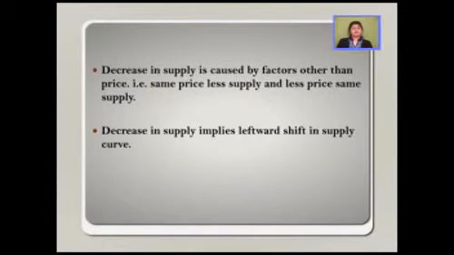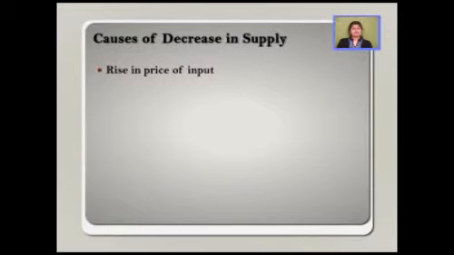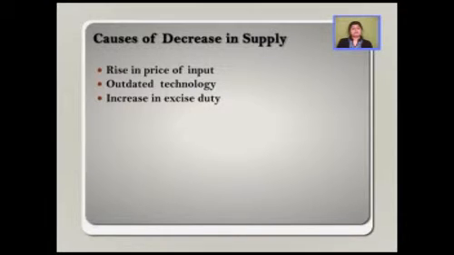And what could be the possible causes of this decrease in supply? Either the price of the inputs has increased, or the technology has become outdated, or the taxation by the government, for example, excise duty has increased, or the price of the other goods has risen. This means the producer is finding the other goods more lucrative to manufacture, and that's why he has cut down on the supply of the given good.